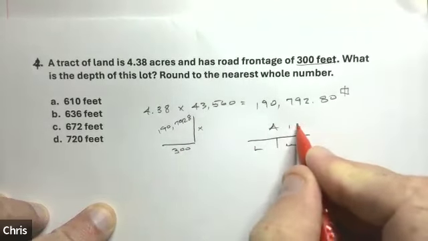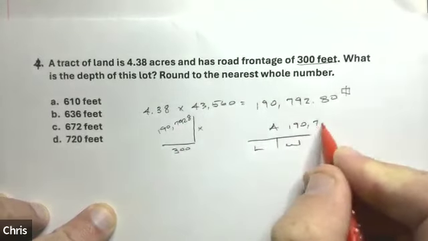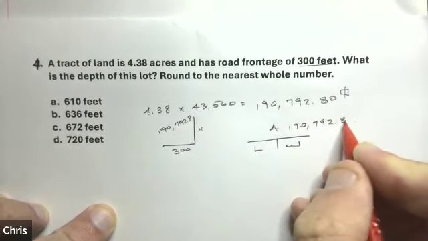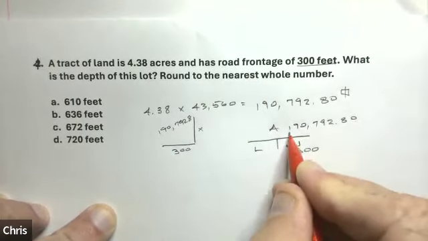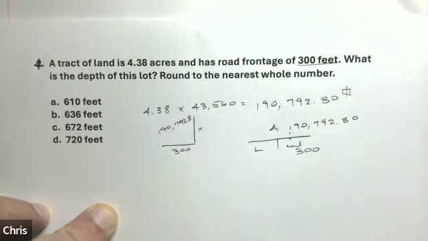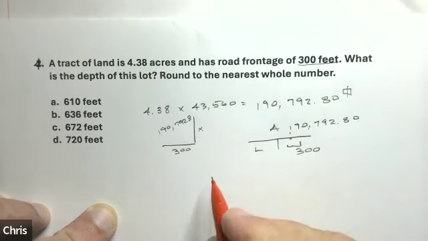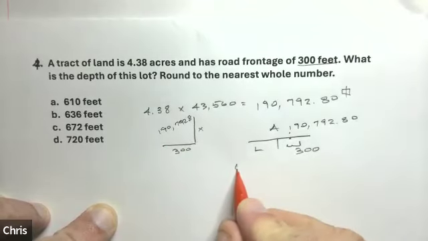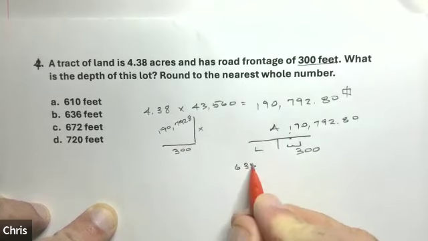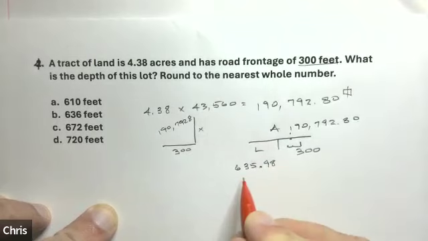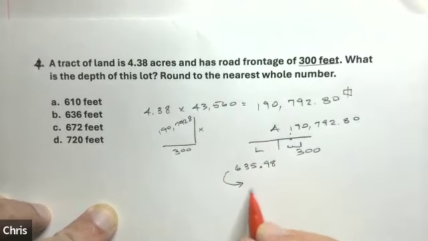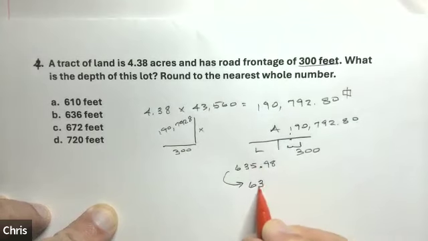Well, the area in this case is 190,792.8. And we know the width of this lot is 300. And we know the rule of the T-bar. So we're simply going to divide that 190,000 number by 300. And you will find out that the frontage in this case, I think it says round to the nearest whole number, the number came out to be 635.98 or something like that. So obviously we'll just simply round that up. And the answer will be 636. And you see that that is B.